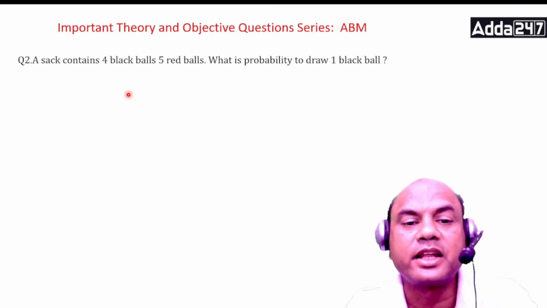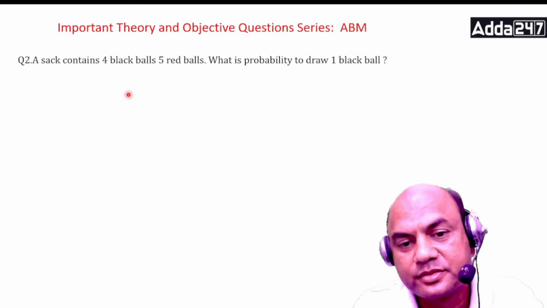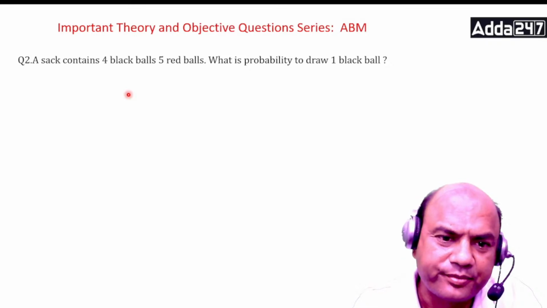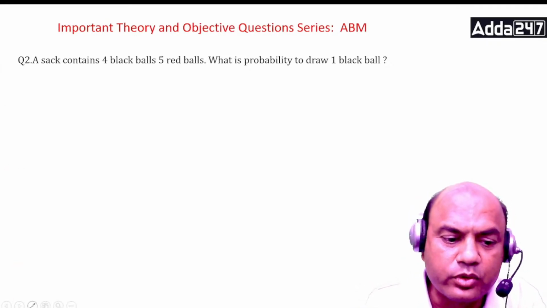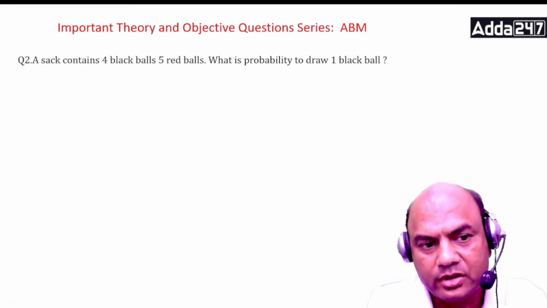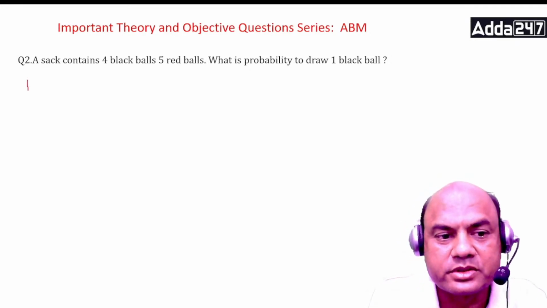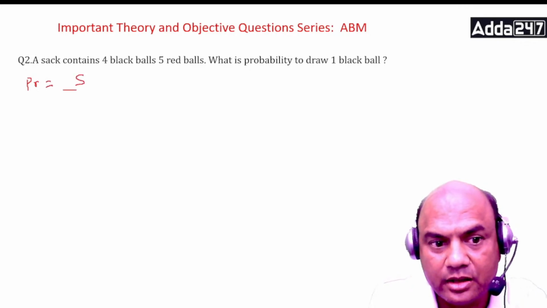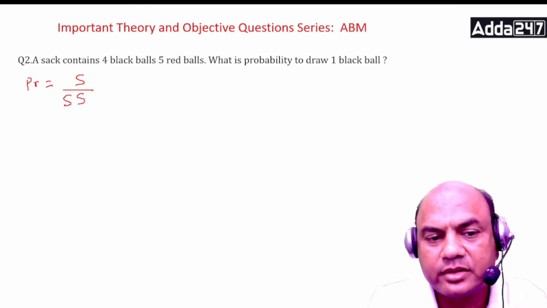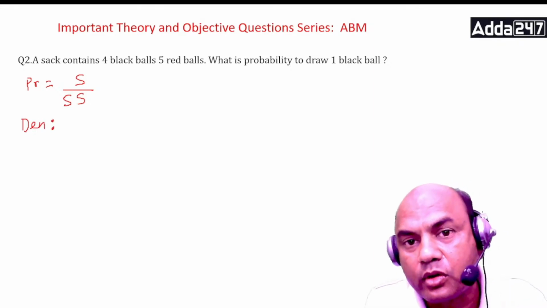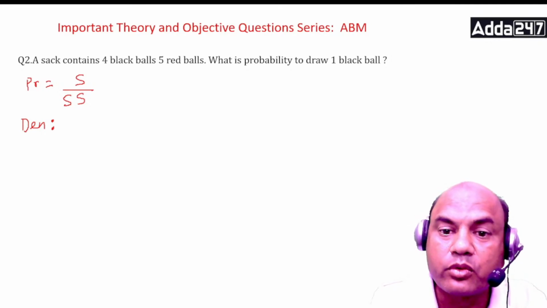Next one. A sack contains 4 black and 5 red balls. What is the probability to draw 1 black ball? Now this is the simplest one. What do I want? See this. Only 1 black ball. So I want only one draw, 1 ball. So probability equals success upon sample space. Same as the earlier one. Now let's solve the denominator first. Sample space is what? How many draws are there? 1 draw only. I want only 1 ball.